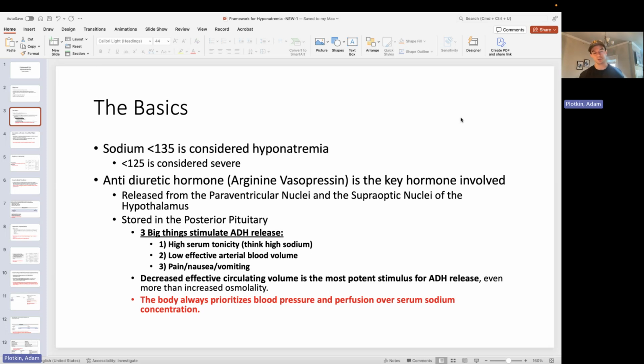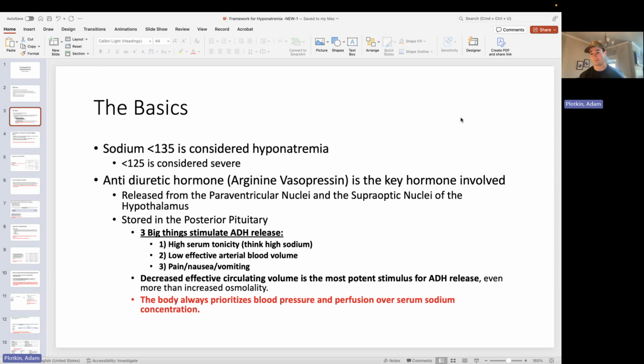So it's stored in the posterior pituitary, and then there are 3 major things that you want to know that will help release antidiuretic hormone. They are high serum tonicity, like a high serum sodium level, low effective arterial blood volume, so low blood volume, and then pain, nausea, vomiting. So think about post-surgery, post-trauma, okay? So again, the big 3: high serum tonicity, low effective arterial blood volume, and pain, nausea, vomiting.